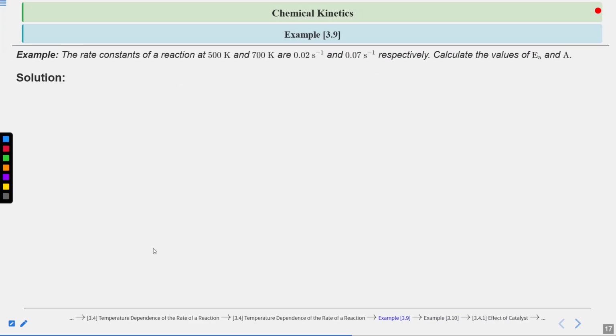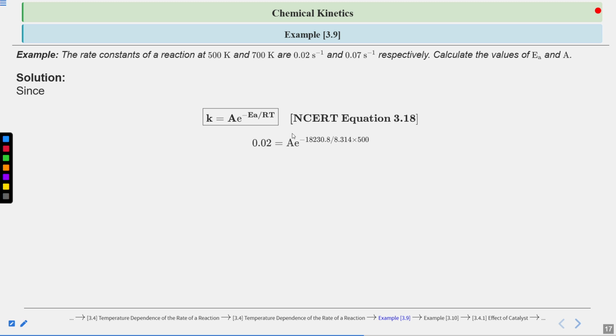Now what else do we also have to identify? The A, the Arrhenius constant. According to the Arrhenius equation, K, the rate constant, is equal to the Arrhenius constant times e to the power minus EA by RT, which is NCERT equation 3.18. The K we have is 0.02 at T1 of 500.